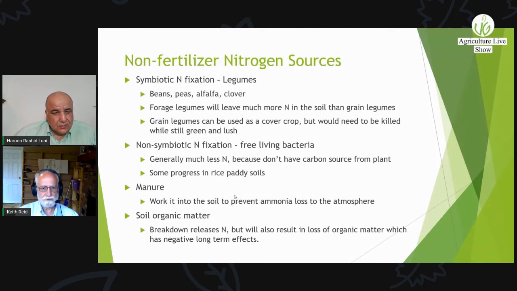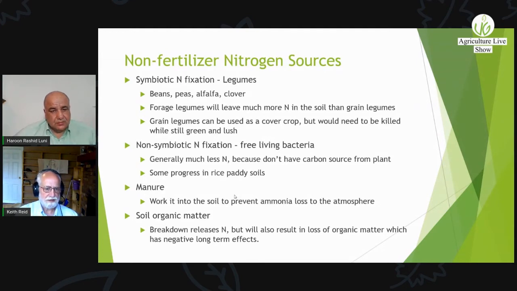Something that's grown for forage will leave much more nitrogen in the soil than the grain legumes. And if you're going to use the grain legumes as a cover crop, you would need to kill them and work them in while they're still green and lush. If you leave them until they mature, the nitrogen they fix goes off the field with the grain, and they really don't leave much behind. But if you kill them early, you can recover that nitrogen in the next crop.